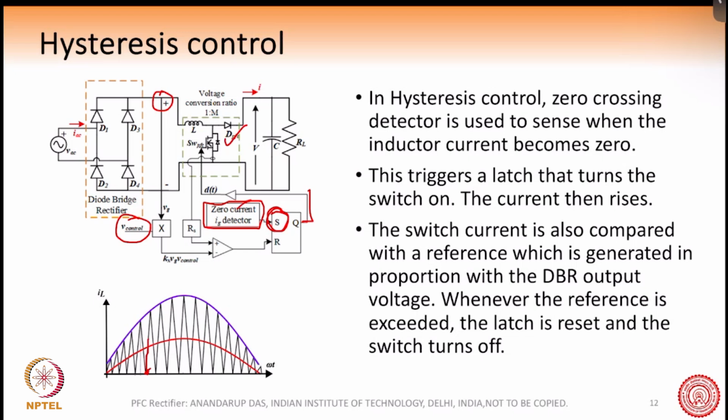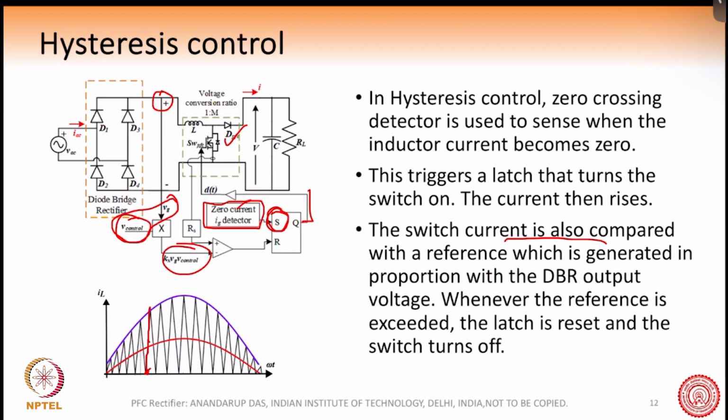Now here, after a certain time, the current has to be stopped so that it will again fall. In order to do that, the switch current is also compared with a reference. There is this control unit, and we have, like what I had discussed, a VG and a V control. And they are getting multiplied, and that multiplied voltage is compared with the actual current.